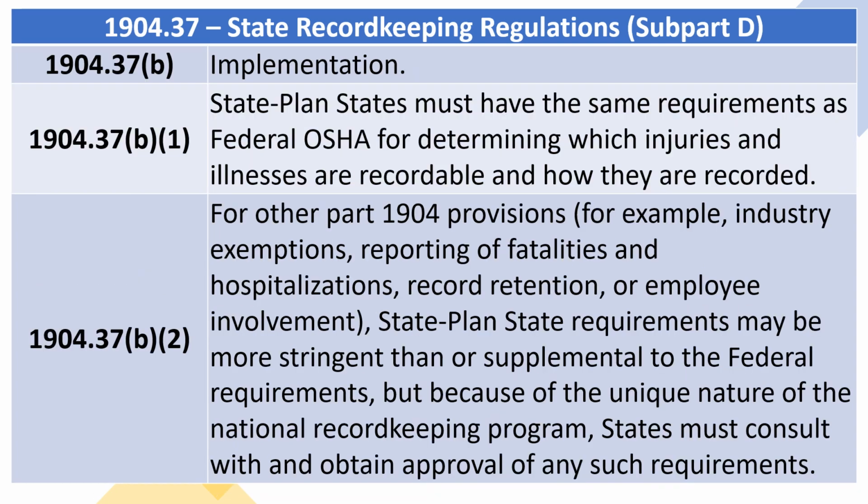1904.37(b), Implementation. 1904.37(b)(1). State plan states must have the same requirements as federal OSHA for determining which injuries and illnesses are recordable and how they are recorded. 1904.37(b)(2). For other Part 1904 provisions, for example, industry exemptions, reporting of fatalities and hospitalizations, record retention, or employee involvement, state plan state requirements may be more stringent than or supplemental to the federal requirements, but because of the unique nature of the National Record-Keeping Program, states must consult with and obtain approval of any such requirements.